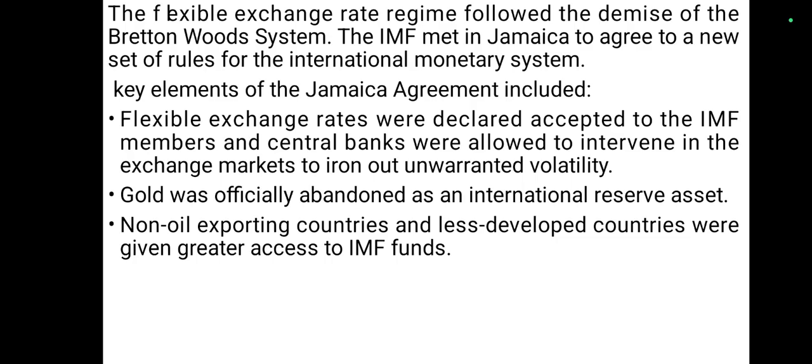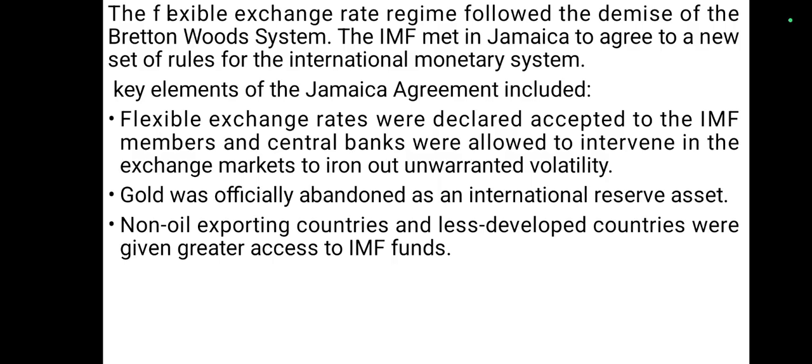The floating exchange rate was very useful because the IMF met in Jamaica to agree on a new set of rules and regulations for the international monetary system. The key elements after the Jamaica agreement were that flexible exchange rates were declared acceptable to IMF members, and central banks were allowed to intervene in the exchange markets to iron out unwarranted volatility.